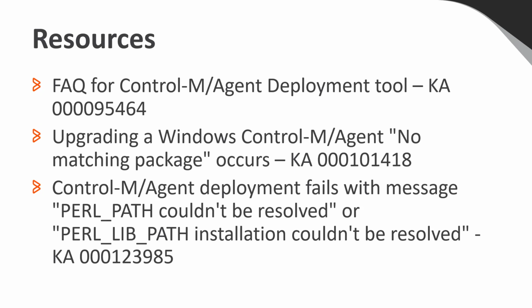Okay, let me share with you some of these useful resources. This first article is a FAQ for the Control M Agent Deployment Tool. Here you can find very useful information about how the tool works and some parameters that can be customized. The next article describes the solution for when an issue occurs when you're trying to upgrade Control M agents that are running on Windows 2008 or 2012. The last article describes the solution for an error that occurs for Control M agents that are running on Unix or Linux and that have not been installed in the user's home directory.